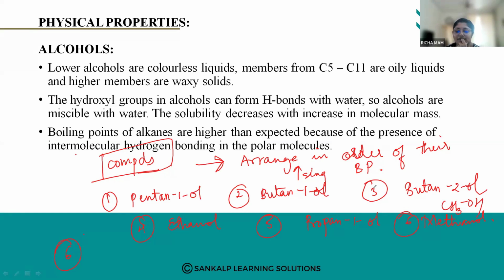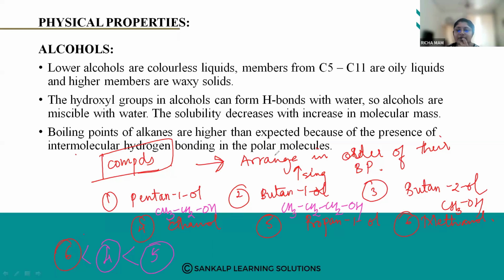Next is the fourth one. Very good, Pavitra. The fourth one is ethanol, CH3CH2OH. Others can also try. After ethanol you have propanol, so next is the fifth one. Propanol has three carbon atoms, CH3CH2CH2OH.